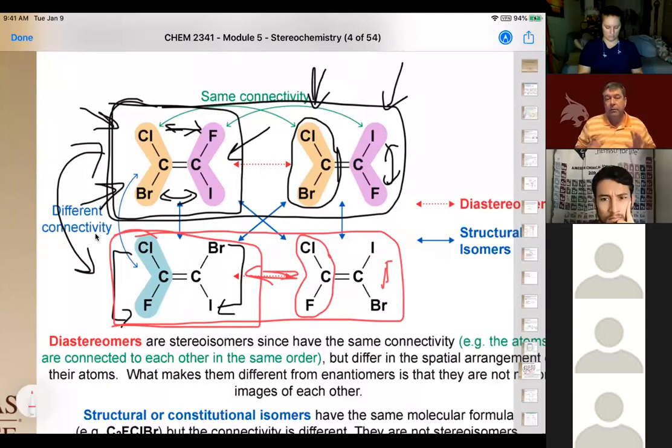So don't get confused. When you have the alkenes, you do have the possibility of diastereomers, but not the possibility of enantiomers. You have diastereomers, not enantiomers.